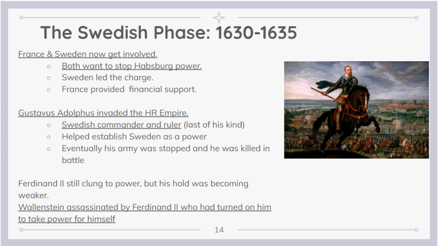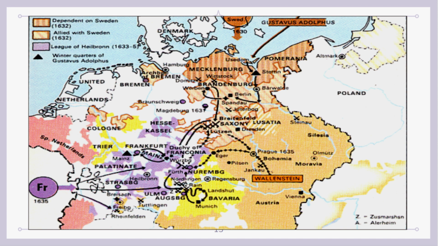We see that Ferdinand II still clings to power, but his hold is starting to become weaker and weaker, especially when Wallenstein is assassinated by Frederick II, who had turned on him to take power for himself. A lot of high drama going on at this point in the storyline. Make a great HBO miniseries. But here's a map that shows kind of where everybody stands at this point in the war, like who's dependent on Sweden, allied with Sweden, who's in league with the Holy Roman Empire.